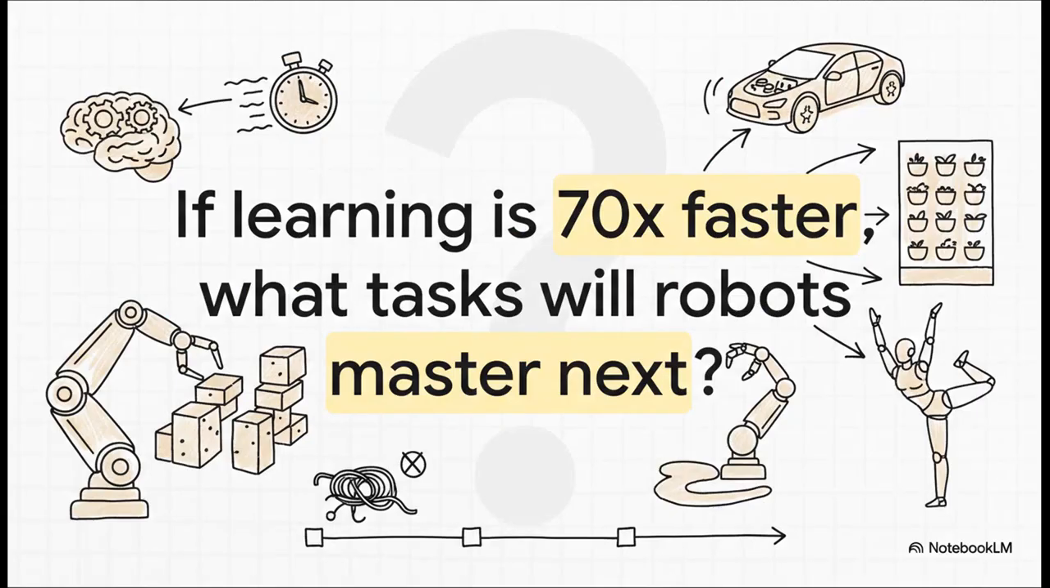And that really brings us to the final thought here. This isn't just about preventing a robot arm from freezing up. This is about fundamentally speeding up how quickly an AI can learn to interact with the physical world. If learning from a mistake is suddenly 70 times faster, just imagine the kinds of complex, messy, real-world tasks they're going to master next.